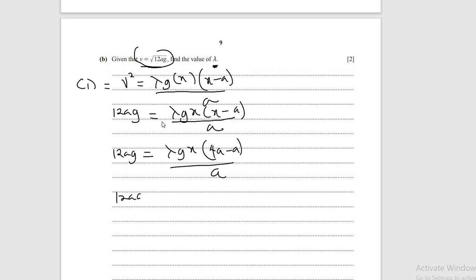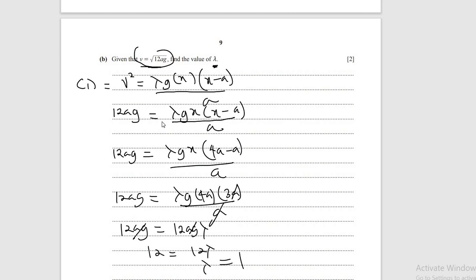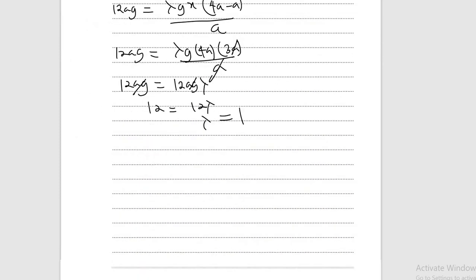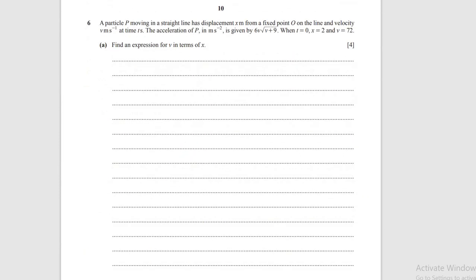So 12ag equal to lambda gx. Remember that x is 4a. 4a minus a is what? 3a over a. A cancels a. At the end of the day, we have 12ag equal to 12ag lambda. ag cancels ag. 12 equal to 12 lambda. So lambda is 1. That's it. Number 6.